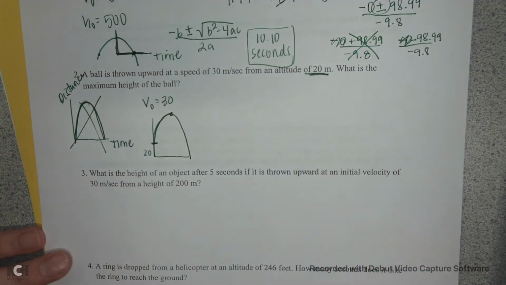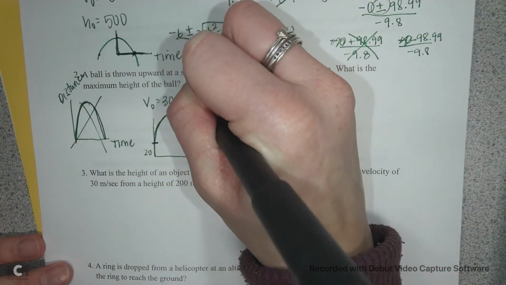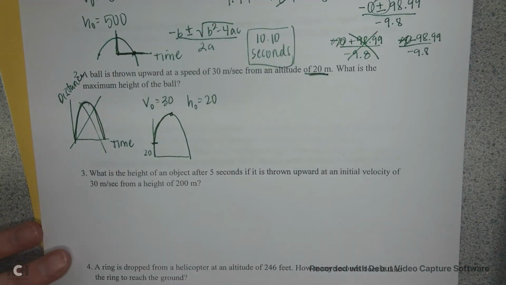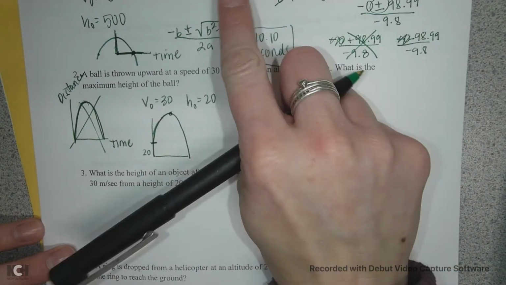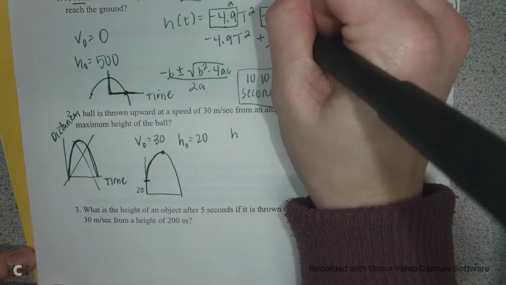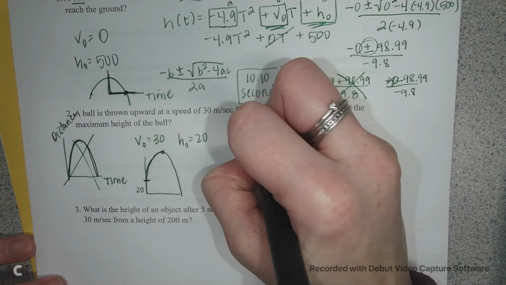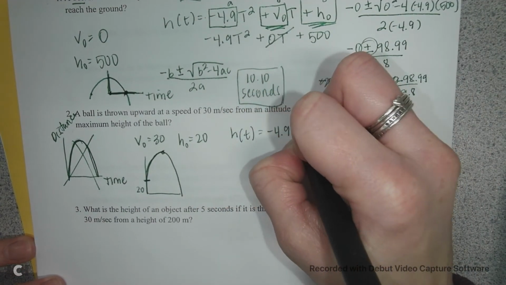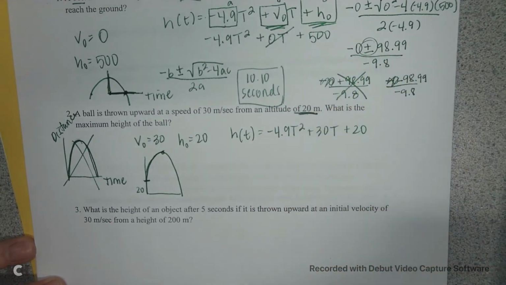My velocity is 30, and my initial height is 20. So I plug in my information into the meters formula, what we wrote right here. So I'm taking out my velocity and my height and replacing it. So h of t equals negative 4.9 t squared plus 30t plus 20.